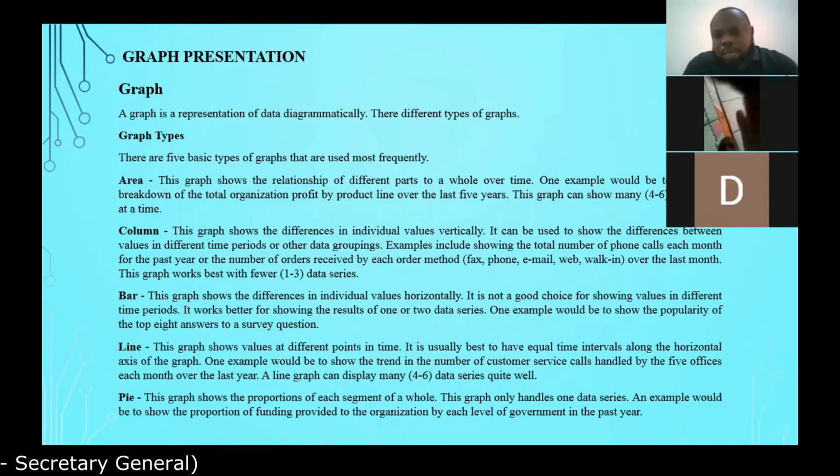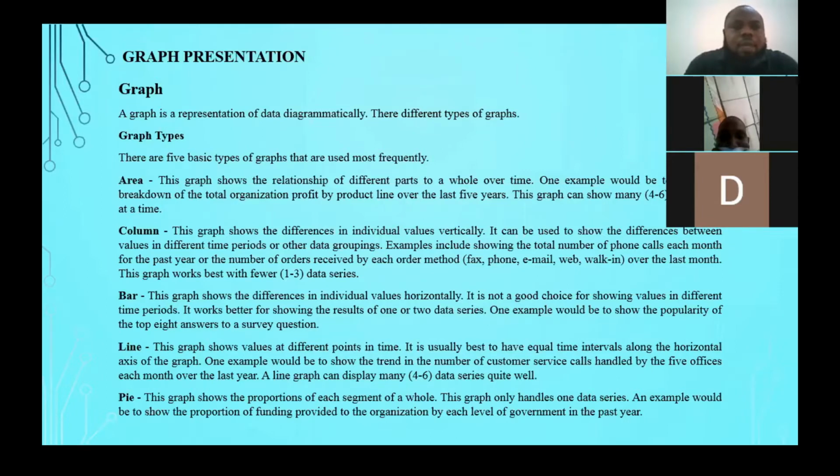We'll take just an introductory background of graphs. Since it's one of the ways we present data, what exactly is a graph? By my definition, a graph is a representation of data diagrammatically. There are different types of graphs. We'll just look at very few because of time. There are five basic types of graphs that are used mostly in statistics.